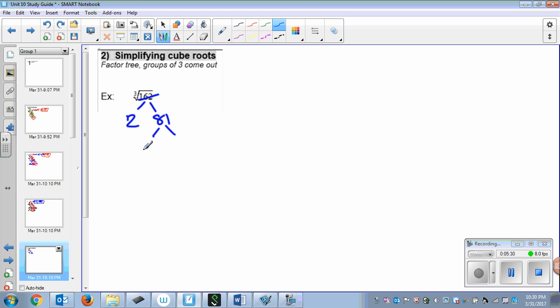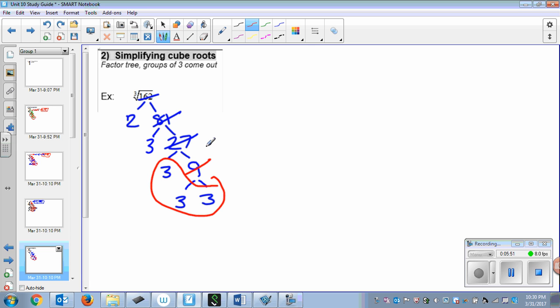81 can be divided by 3. I have 3 times 27. Cross it out. 27 is 3 times 9. Cross out the 27. And 9 is 3 times 3. So again, the only difference here is instead of groups of 2, I'm going to circle groups of 3. Oops, and I forgot to cross out the 9.